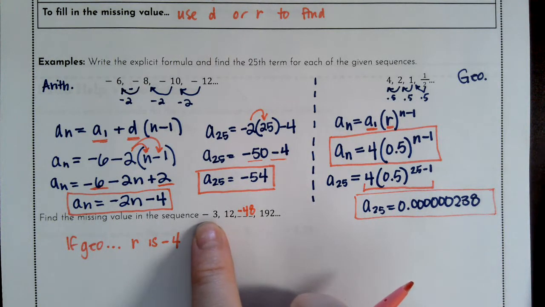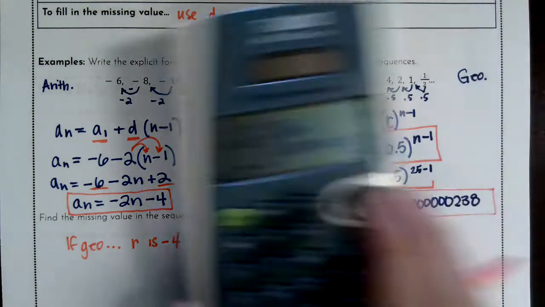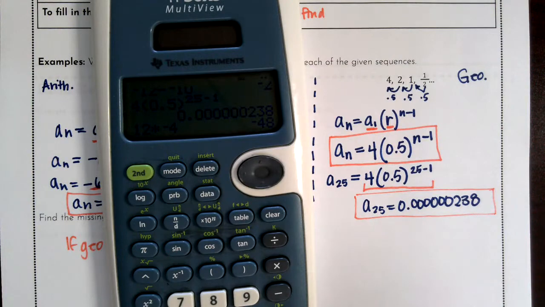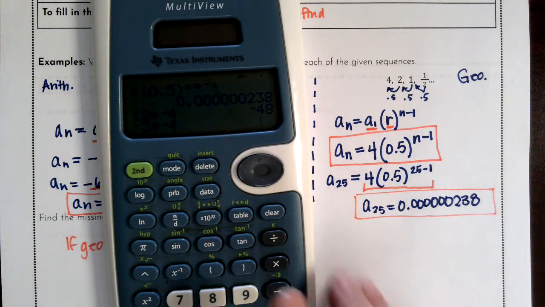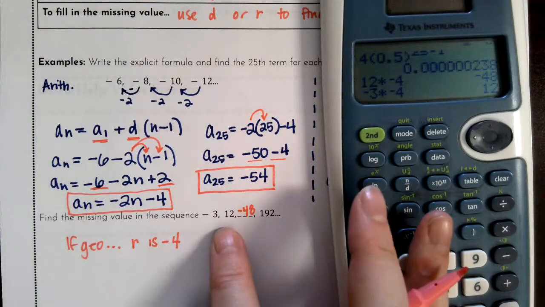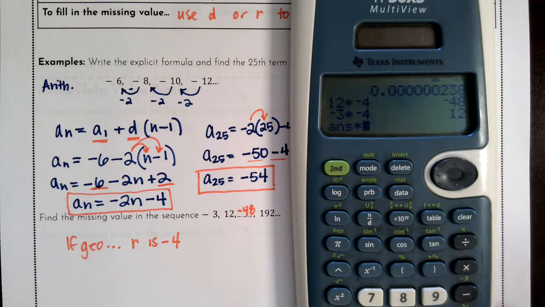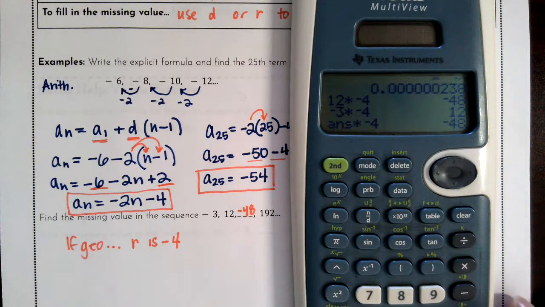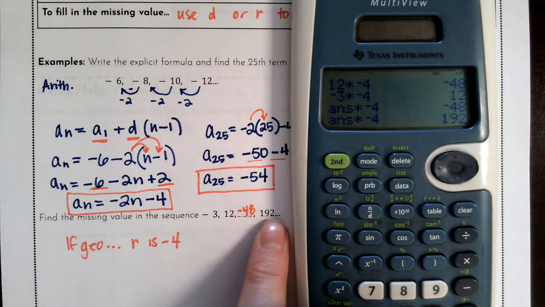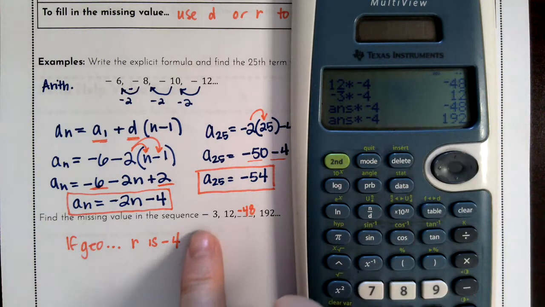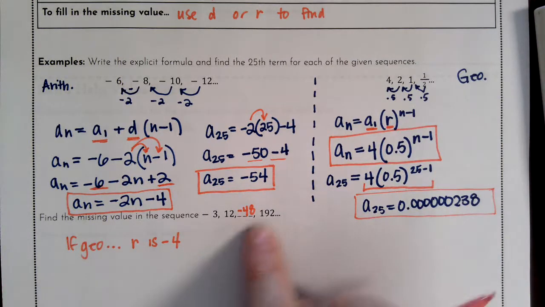I want to make sure it works every time. So -3 times -4 should give me 12. And then 12 times -4 should give me -48. And then -48 times -4 should give me 192. So it has to work the entire time. Because mine does, that's the correct missing value.